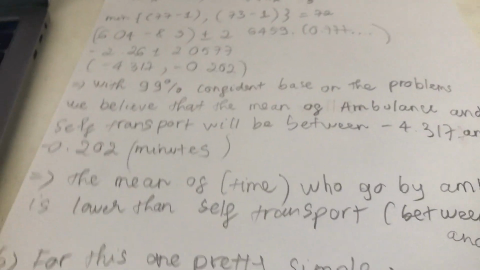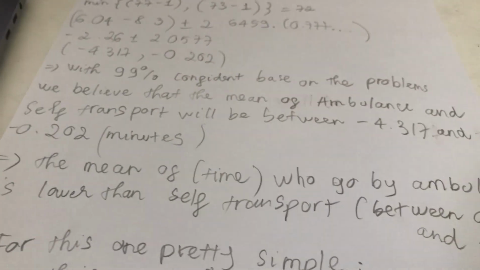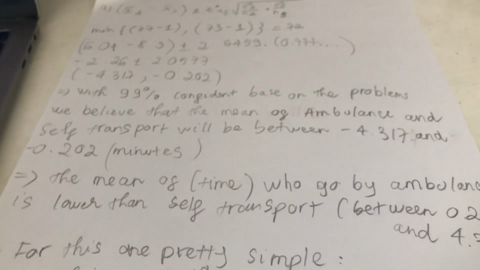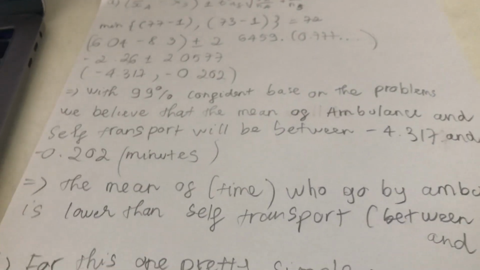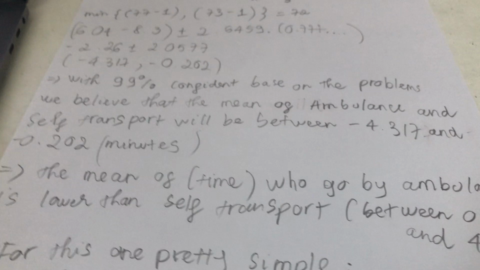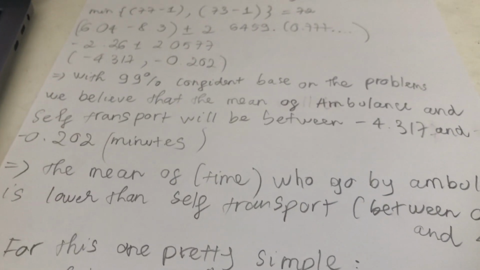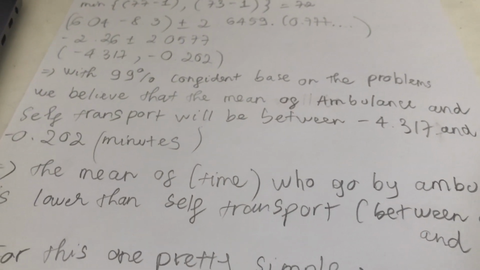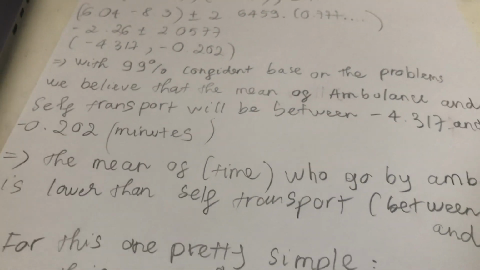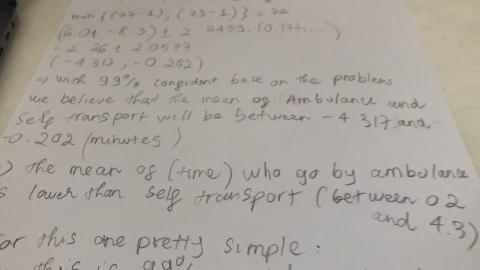So for A and B, it is pretty basic and simple, so I think it's going to be easy. For A, we will need a formula to do this. It's very simple because you just need to follow this formula, and then you can calculate the difference between two of the means, the transported by ambulance and self-transported. So let's go to it.